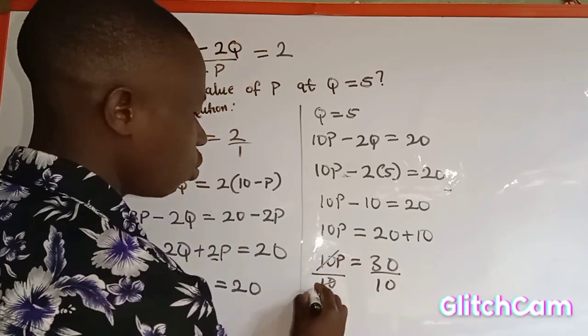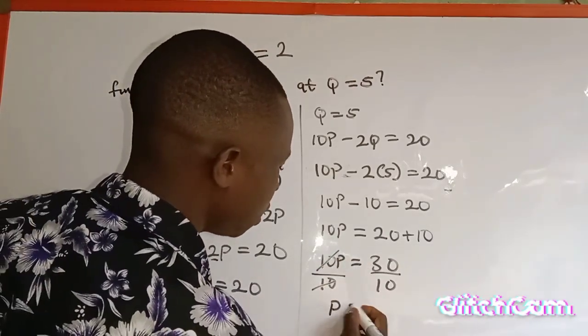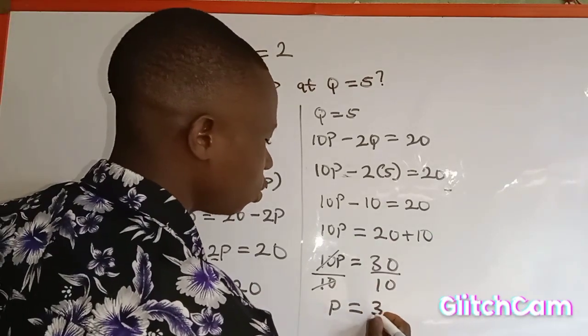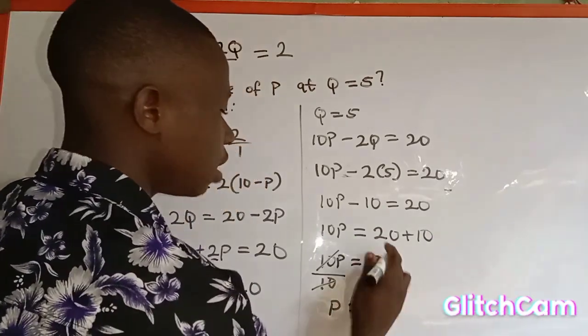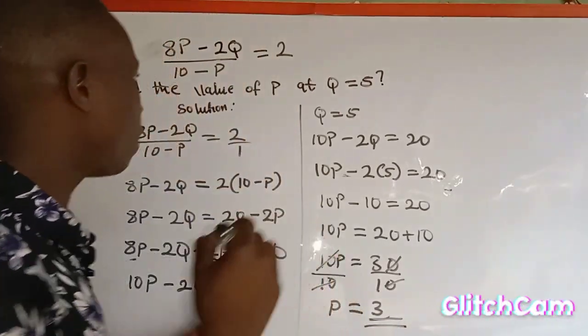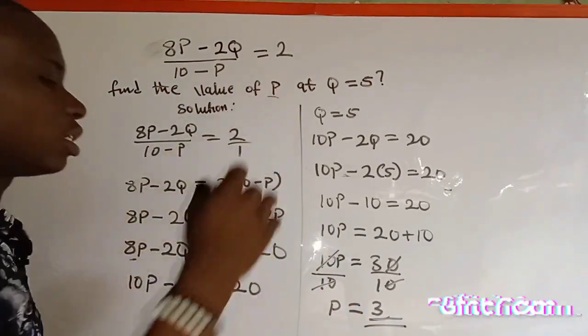This 10 can cancel this 10. So my p now will be equal to 30 divided by 10, which is equal to 3. Because this 0 will go with this 0. 3 divided by 1 is equal to 3. So therefore, in this equation, the value of our p here is equal to 3.